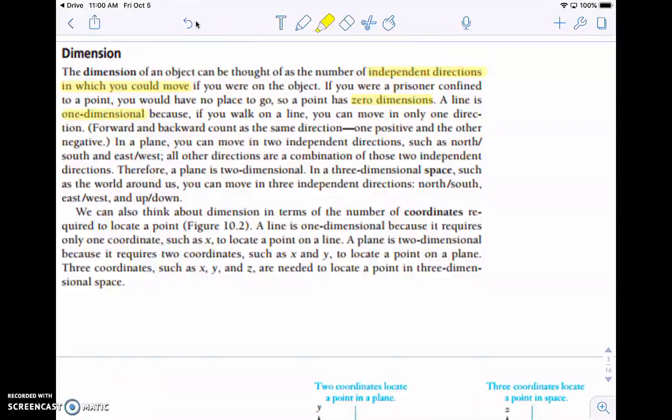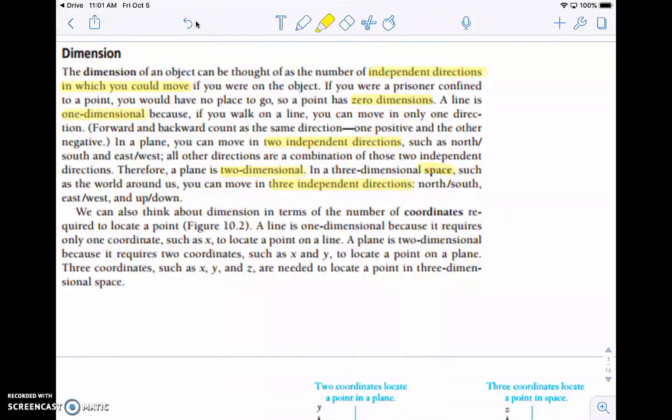Now, in a plane, you can move in 2 independent directions, such as north, south, east, and west. And all other directions are a combination of the 2 independent directions. So you can go northeast, southwest, or whatever the case may be. But the plane is a 2-dimensional or 2D object. In 3-dimensional space, such as the world around us, you can move in 3 independent directions: north, south, east, and west, and then up and down. So we add that next element of up and down to get into 3 dimensions.